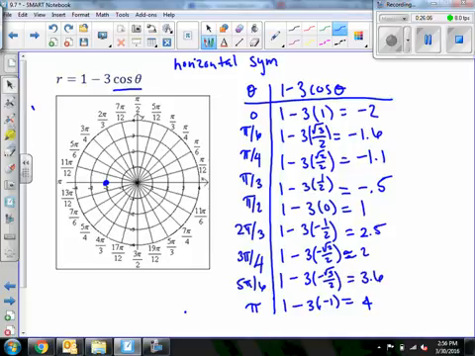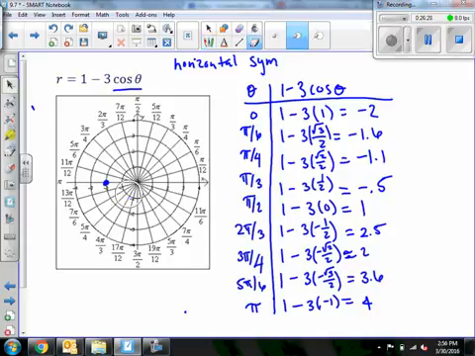When I have pi over 6, I'm at negative 1.6. And theta is pi over 4, so I'm at negative 1.1. When theta is pi over 3, I'm at negative 0.5. Oops.